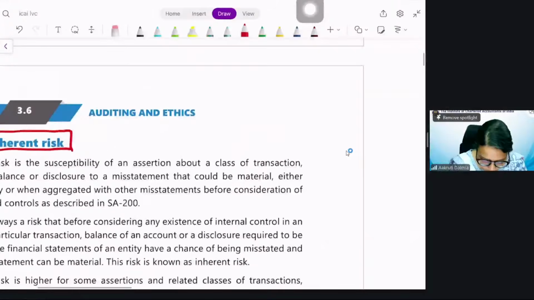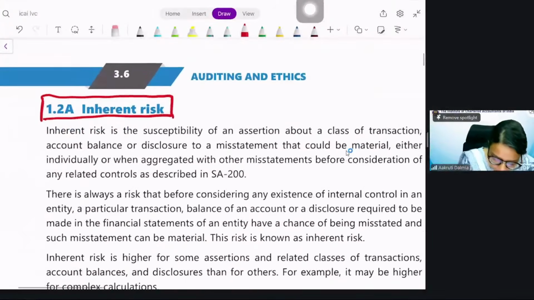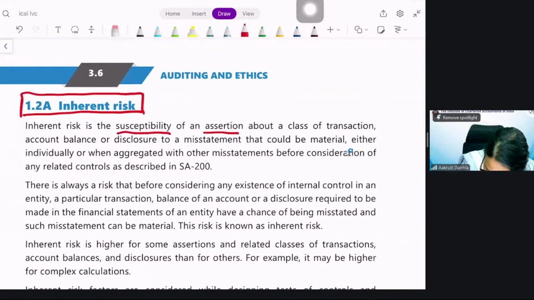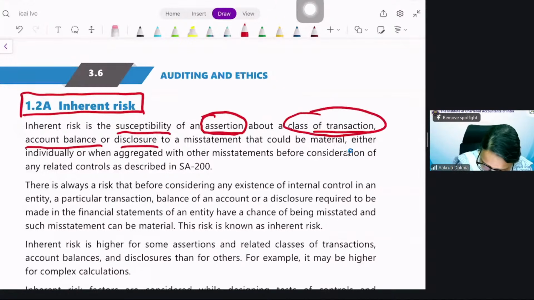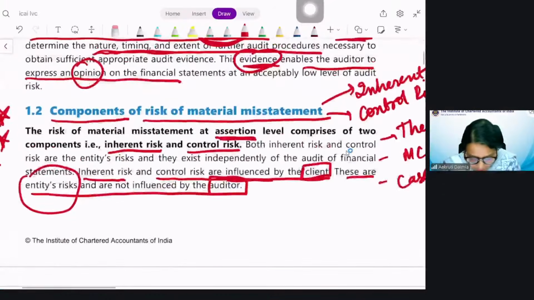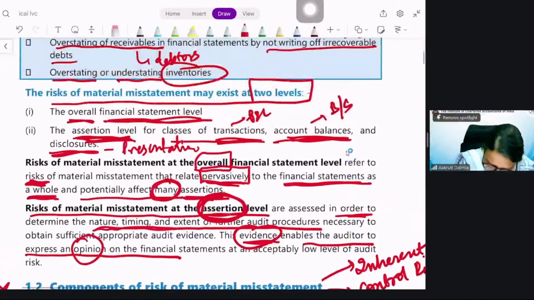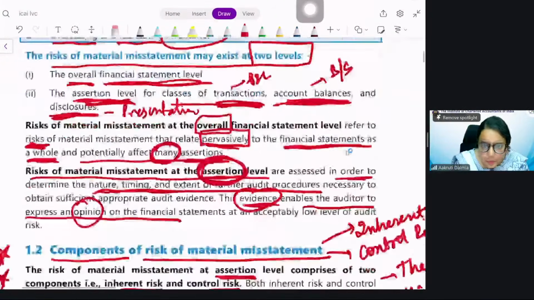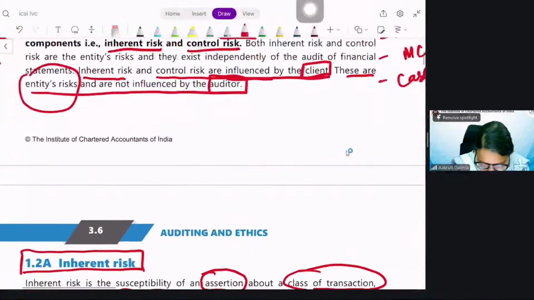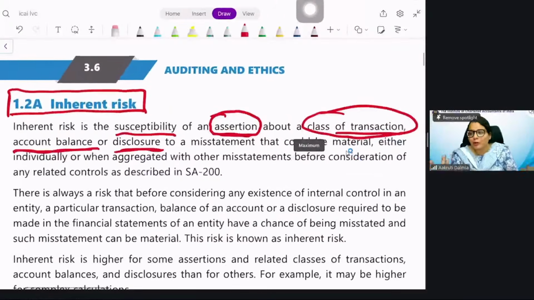Okay, let's come to the definition now. Inherent risk is the susceptibility of an assertion about a class of transaction, account balance, disclosure. See, make a language. Whenever the word assertion comes, it will be an assertion for a transaction, for an account balance, for a disclosure. Is that clear? No, this is not APCD. But if you want to remember that way, it's good.